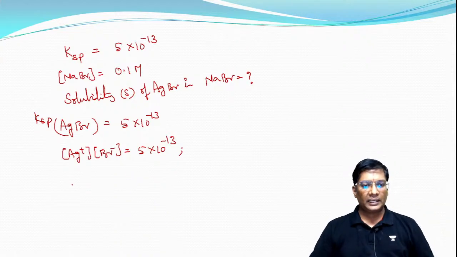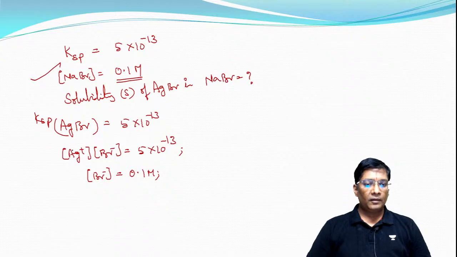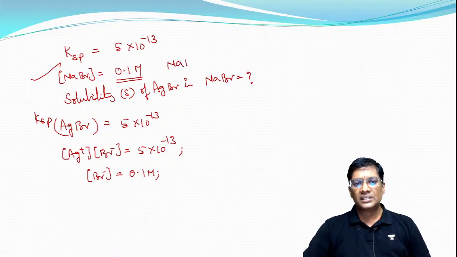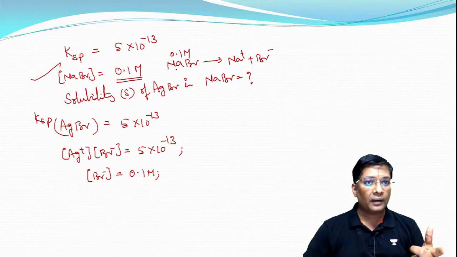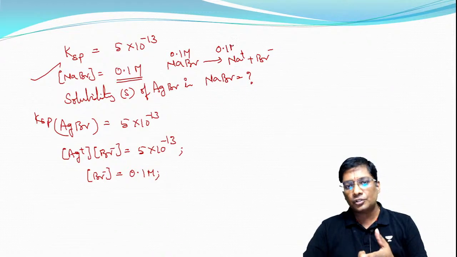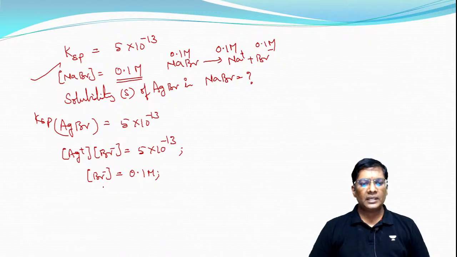And one more important thing is they have given the concentration of Br minus also, that is 0.1 molar. Sodium bromide is a salt, so it can dissociate into Na plus as well as Br minus. So if the concentration of NaBr is 0.1, then Na plus is also 0.1 and Br minus is also 0.1. Both are one and the same. So here the concentration of Br minus is 0.1 molar.